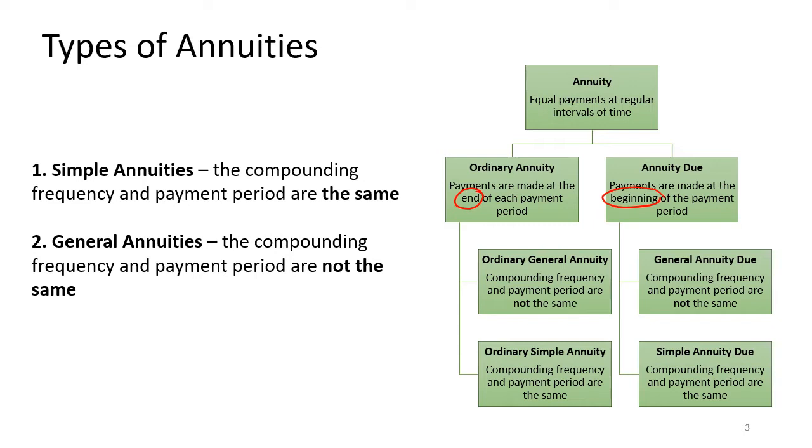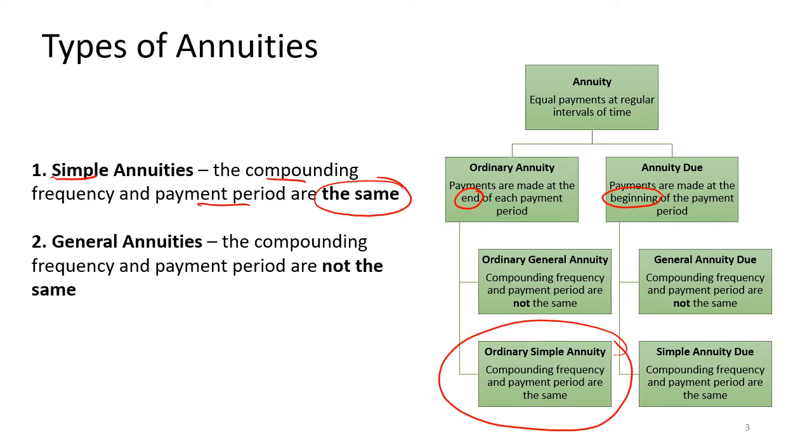The second factor to consider is whether it's a simple annuity or a general annuity. A simple annuity is just that: the compounding frequency and the payment period are the same. In other words, if you're making payments monthly, that means your interest is also compounded monthly. So that's a simple annuity. And the first item we're going to talk about in this lesson is ordinary simple annuities.